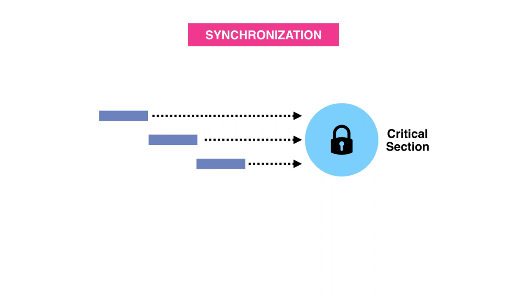As a metaphor, think of a hotel room. Only one guest at a time can be in that room. When a guest goes in, they lock the door so others cannot enter. They have to wait until that guest checks out. Using locks in code is pretty much the same.